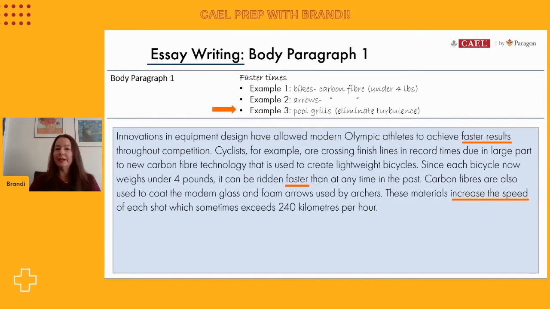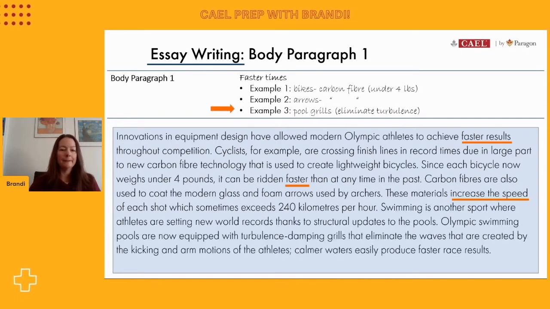So this one spoke about the art, or the sport rather, of swimming. And it was all about how the pool is now equipped with these special grills that eliminate turbulence in the water. So if the water is calmer, the athletes then can swim more quickly through that water. They don't have the waves pushing at them to slow them down. So that's the idea here that we're trying to get into this paragraph. So we'll start with introducing swimming.